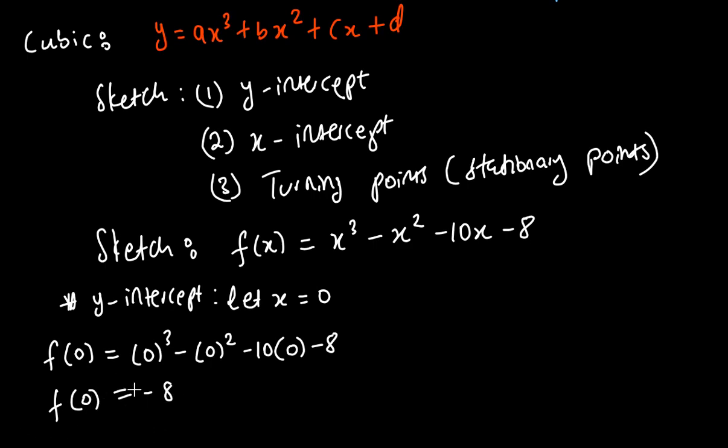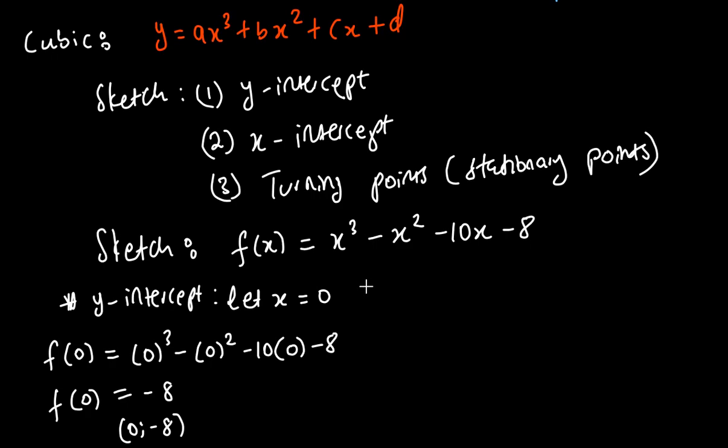If you can remember from our videos on graphical application, this means when x is 0, your y is negative 8. When x is 0, y is negative 8 there. All right, so we got our y-intercept.